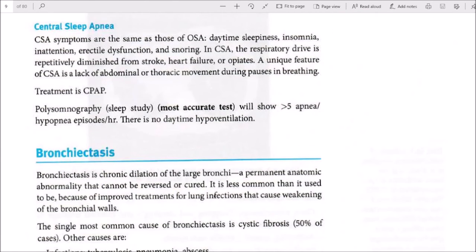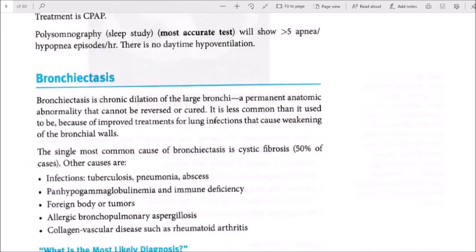Central sleep apnea, CSA: symptoms are the same as those of obstructive sleep apnea: daytime sleepiness, insomnia, inattention, erectile dysfunction, and snoring. In central sleep apnea, the respiratory drive is repetitively diminished from stroke, heart failure, or opiates. A unique feature of CSA is lack of abdominal or thoracic movement during pauses in breathing. Treatment is CPAP. Polysomnography, the sleep study, is the most accurate test and will show greater than 5 apnea/hypopnea episodes per hour. There is no daytime hypoventilation.